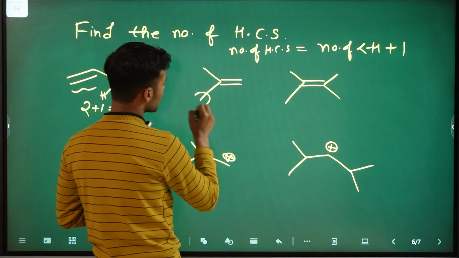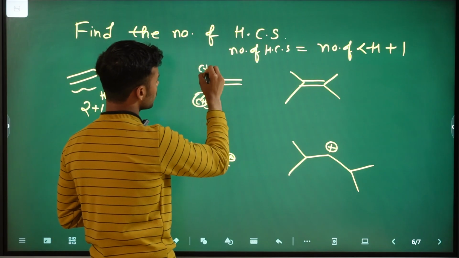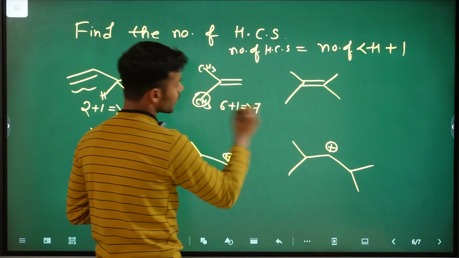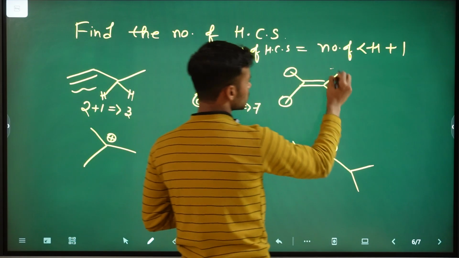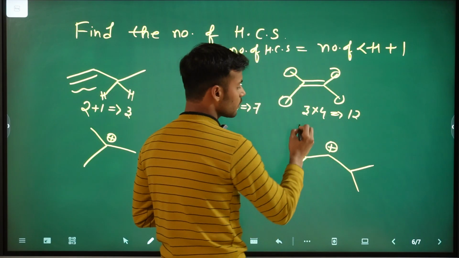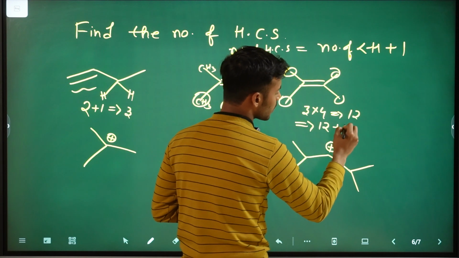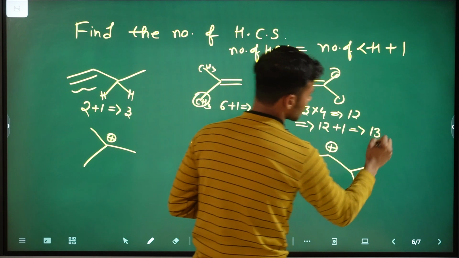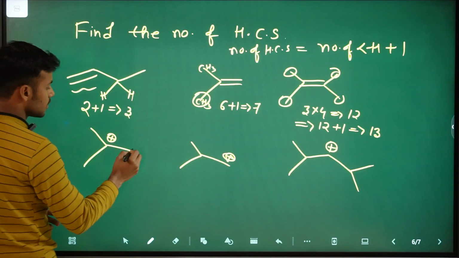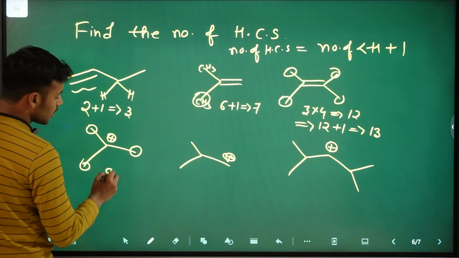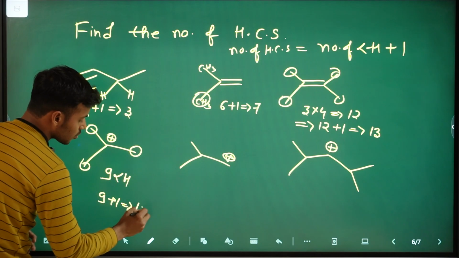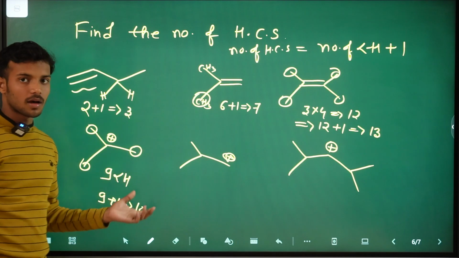And how many alpha hydrogens are here? 3. This is a CH3 group, this is a CH3 group. 3 plus 3, 6. So total number of hyperconjugative structures is 7. And here 3 times 4, 12 alpha hydrogens. So total number of hyperconjugative structures is 12 plus 1, 13, because we are also counting the original one. And here 3, 3, 3, so total 9 alpha hydrogens. So 9 plus 1, 10 total hyperconjugative structures are formed here.